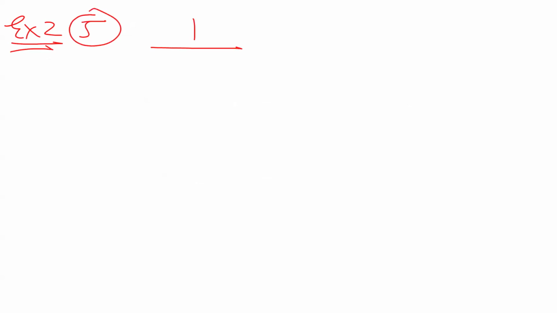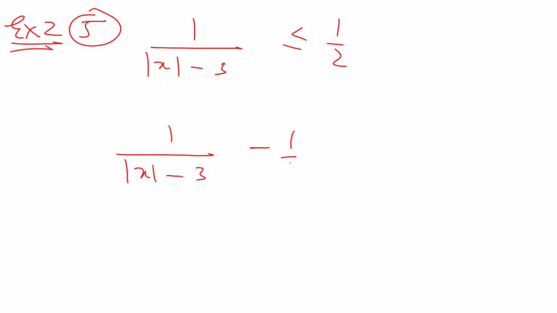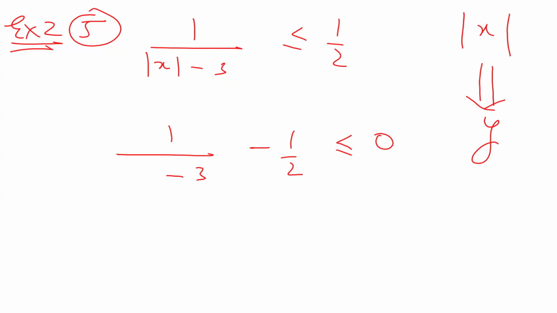1 upon modulus of x minus 3 less than or equal to half. Now these 2, 3 problems are quite specific to certain things. So step number 1, take that half on the other side. We require a 0 or something like that on the right hand side. And I'm taking modulus of x as y, I'll just take it as y for simplicity.